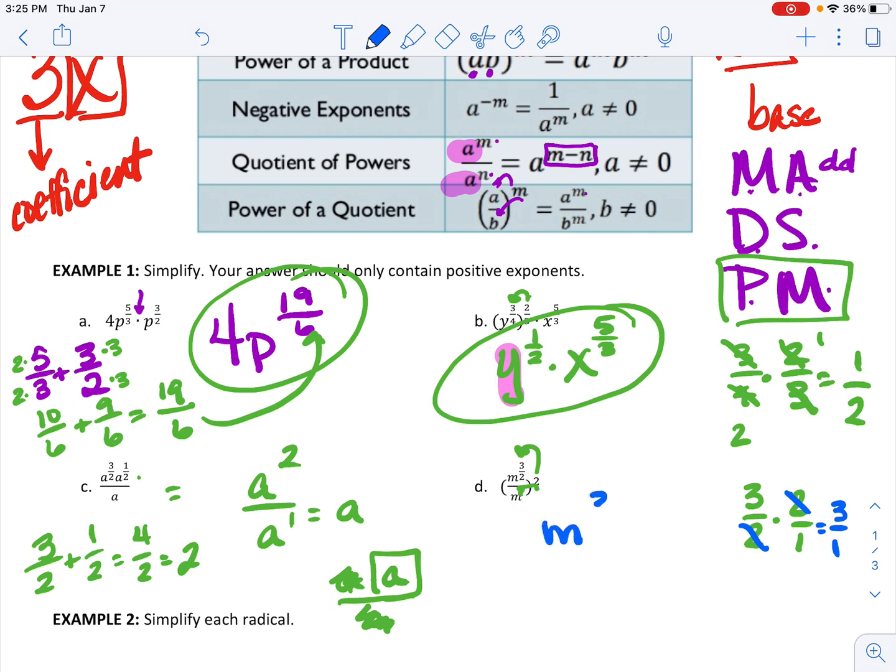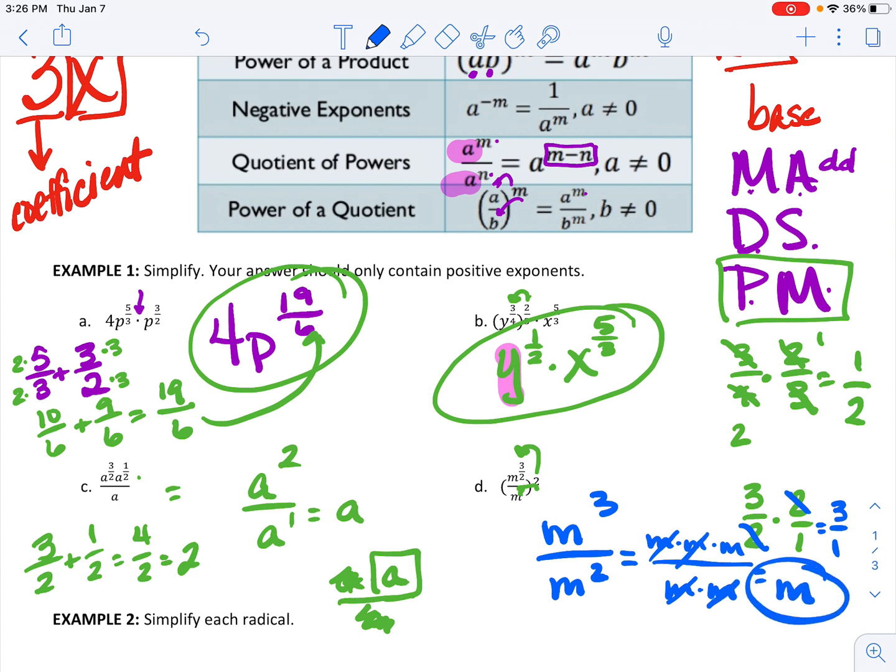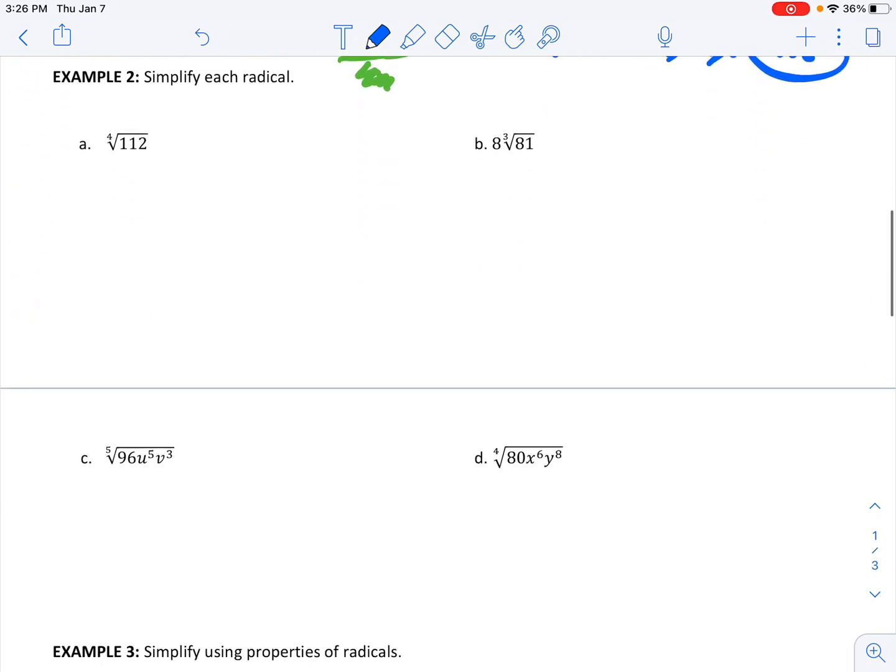So this becomes m to the 3rd over m squared. And then that leaves us with m times m times m over m times m. Our final answer is m to the first power.